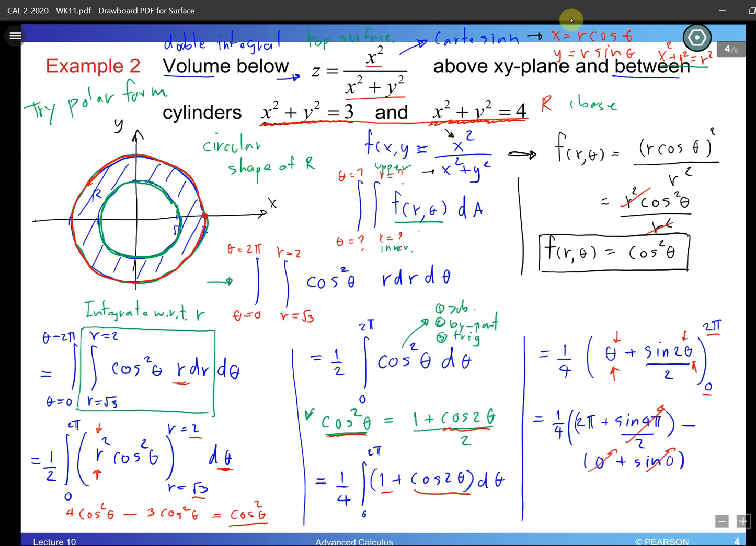Okay, and we all know that this is 0, 0, and this 0. So in the end, we have this 2 pi over 4, which is equal to pi over 2 for the answer of this example. Okay, and since this is about volume, you can say that the volume is in cubic units, pi over 2.